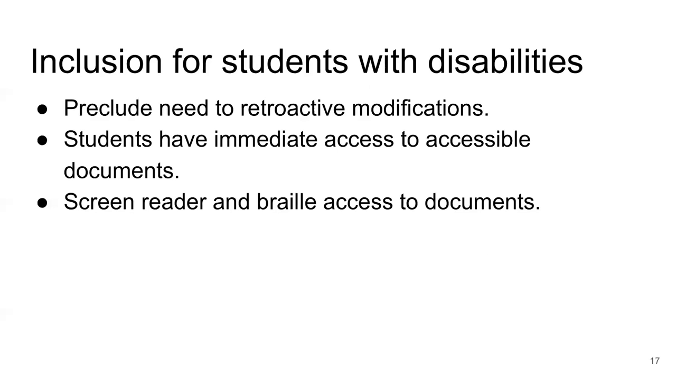So if you have an image PDF, Ally will make you an OCR file, a file that has had optical character recognition. In a second, I will talk about why that is a limitation. Students will have access to a screen reader and Braille documents. They will have immediate access to those documents.